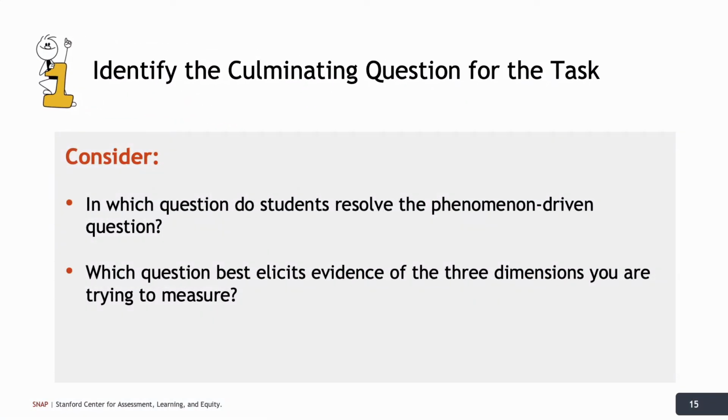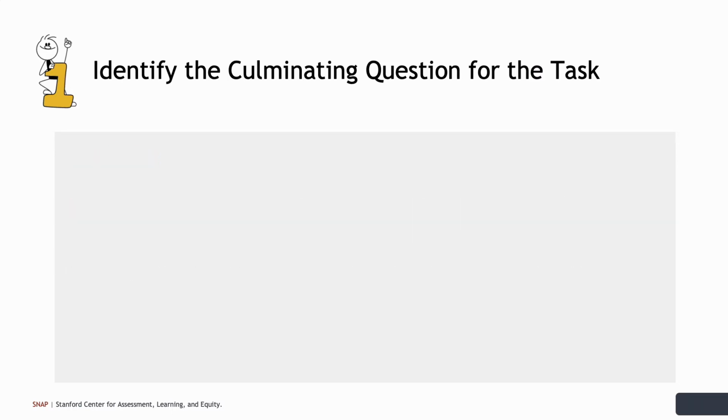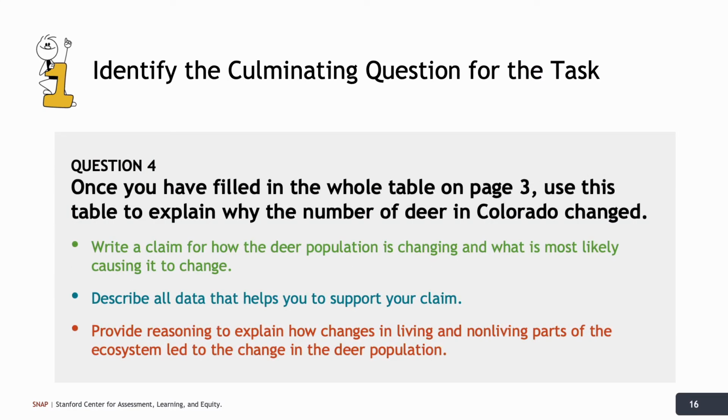To help us identify the culminating question for the task, we want to look across all the questions in the task and consider, in which question do students resolve the phenomenon-driven question? And which question best elicits evidence of the 3 dimensions you're trying to measure? Since you've already practiced identifying the culminating question in Course 3, we went ahead and analyzed all the questions in the DEAR task for you.